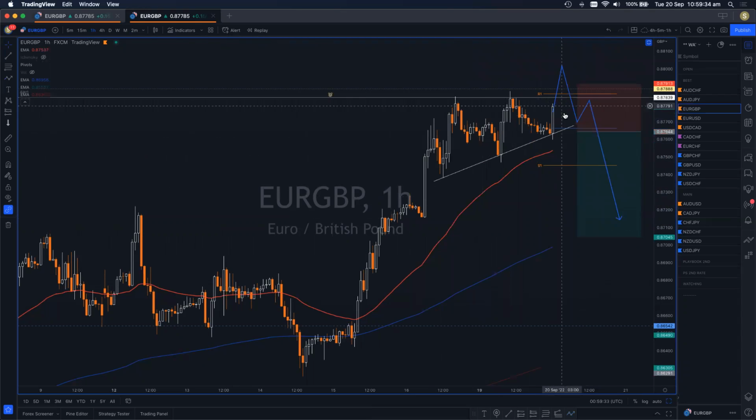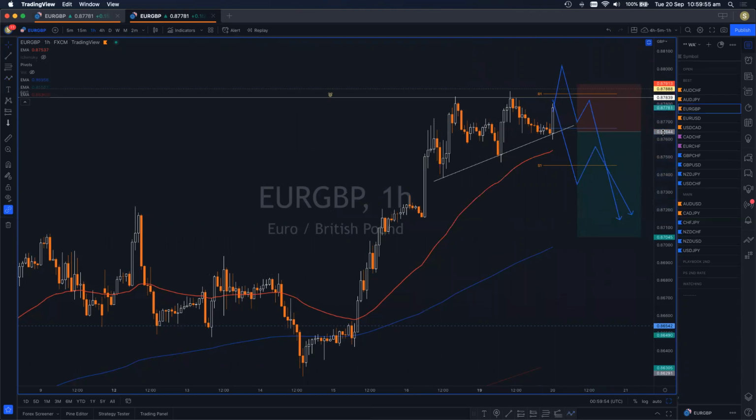If it just bounces off here and goes down, then I'll probably wait for the break of the 1 hour 50 here. If that happens, then you just go from here, break through the 1 hour 50, take a retest of the 1 hour 50, and then take a short.